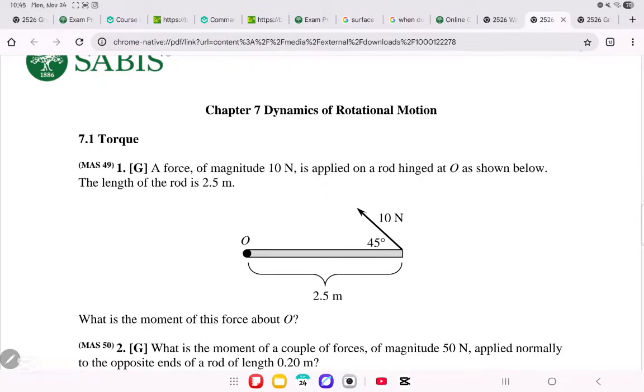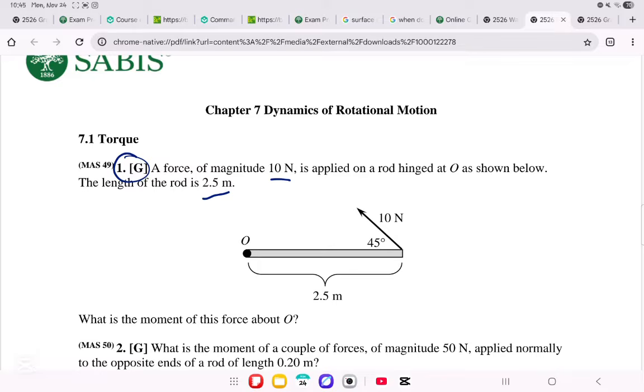Today I'm gonna be explaining the Chapter 7 AS Physics course revision questions. So we first start with the first question, which is 1(a). A force of magnitude 10 newtons is applied on a rod hinged at O as shown below. The length of the rod is 2.5 meters. They did not give us a direction. They didn't give us a convention in direction. If they didn't give us, we're not gonna put a direction.